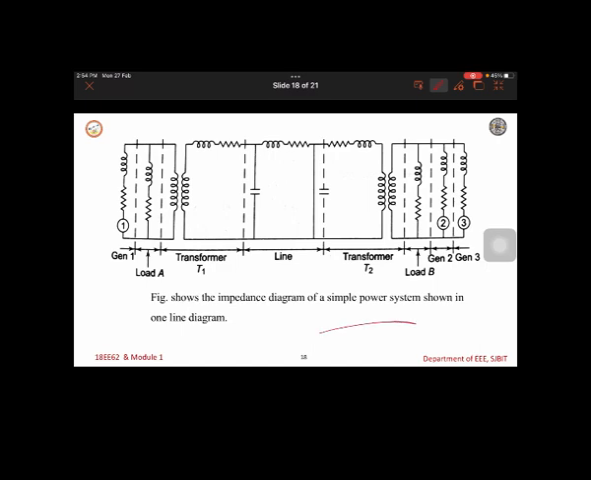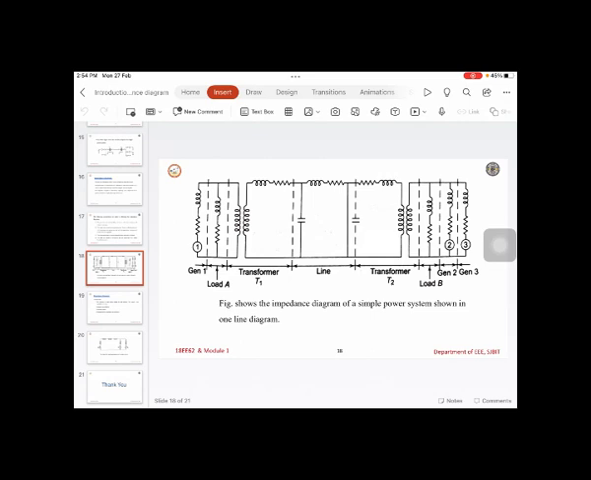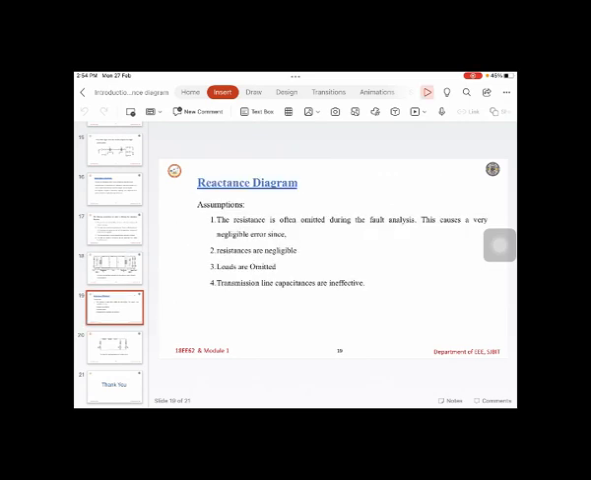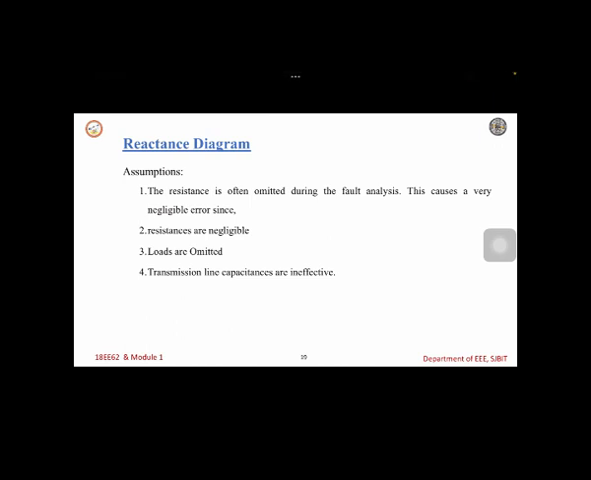Next we will see the reactance diagram for the same one line diagram. In the reactance diagram, we make some more additional simplifying assumptions. The impedance diagram can be simplified further to obtain the corresponding reactance diagram. The first additional assumption is that the resistance is often omitted during fault analysis. This causes a very negligible power loss.